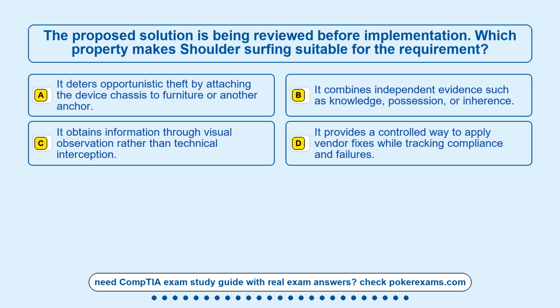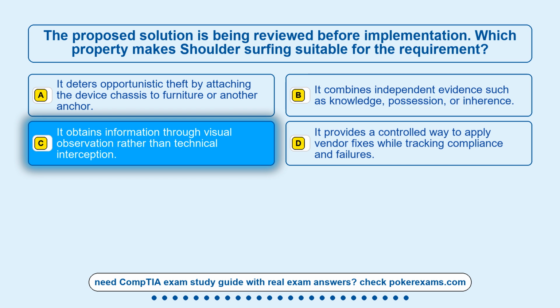Option B. It combines independent evidence such as knowledge, possession, or inherence. Option C. It obtains information through visual observation rather than technical interception. Option D. It provides a controlled way to apply vendor fixes while tracking compliance and failures.